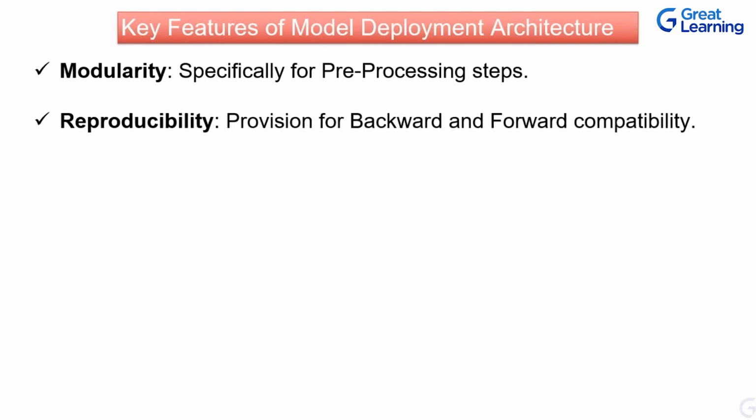Reproducibility, which means my model deployment architecture should be backward and forward compatible. People from a software background would appreciate what backward and forward compatibility is. If some changes have happened in the platform we are using from a deployment perspective, that platform should be compatible with the applications which were deployed on the previous one, right?